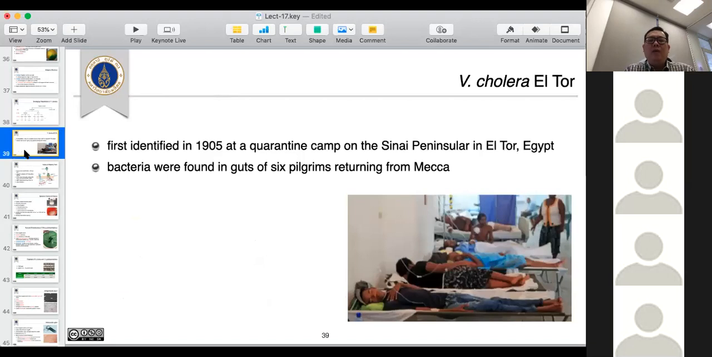We got El Tor from Egypt. Six pilgrim patients came back from Mecca with Vibrio El Tor type. We named it El Tor because this situation happened at El Tor, Egypt.